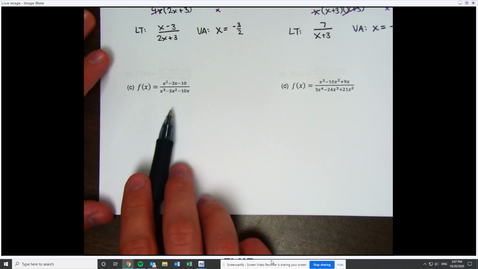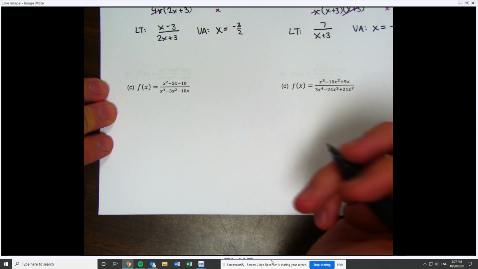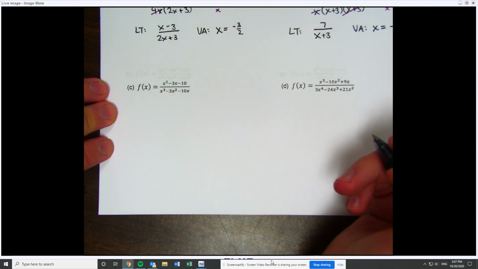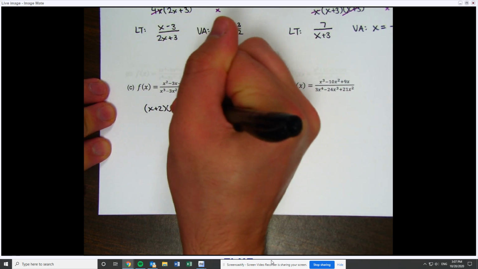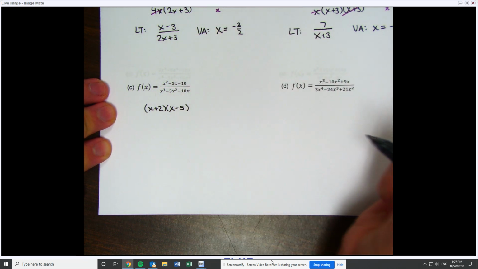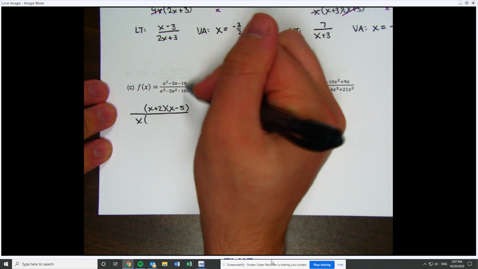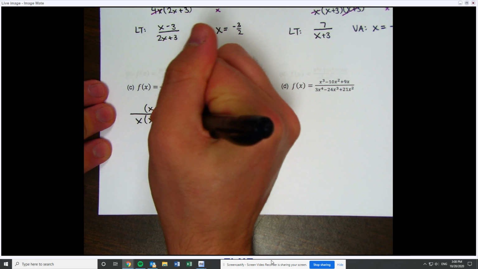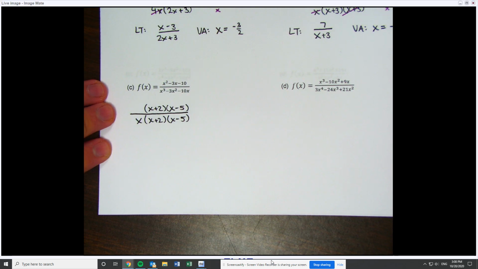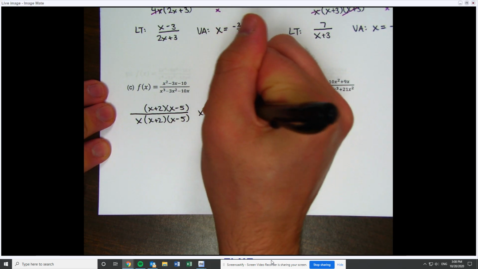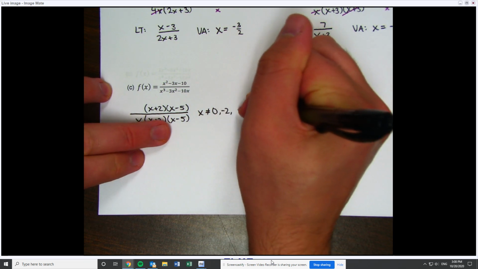Alrighty, looking at C. On this one, I see I can factor the numerator using the ABC method. The numbers I'm going to need to use are positive 2 and negative 5. Got it. And for the denominator, I see that I can take an x out. Once I do, it's the same exact numbers as above. So I can say x plus 2, x minus 5. Perfect. So now I got that going. Listing out my domain, I know x cannot equal 0, x cannot equal negative 2, and x cannot equal 5.